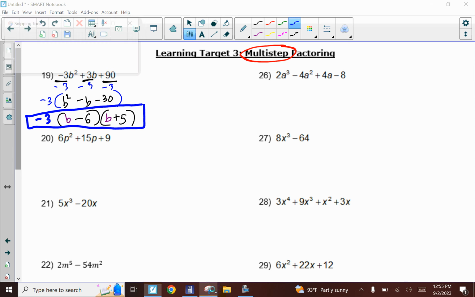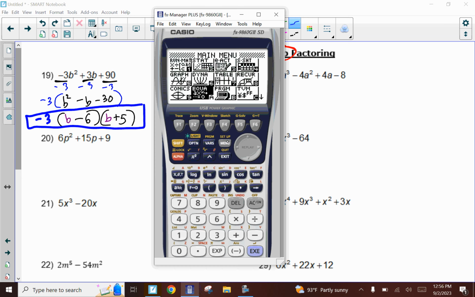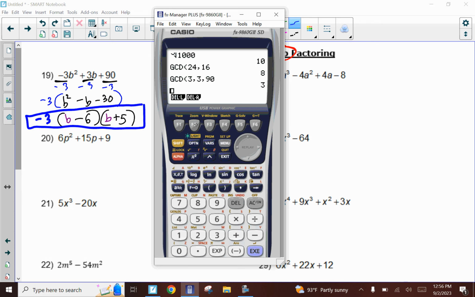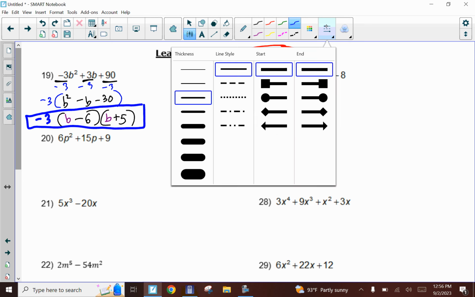Okay, next one. Stop using that. I need to use the calculator. So I'm going to go back to my GCF. And I got to go back to it, option F6, F4, F6, F2. So I'm going to put GCF between 6, 15, 9. So it says it's a 3. So I'm going to go ahead and take out my 3.